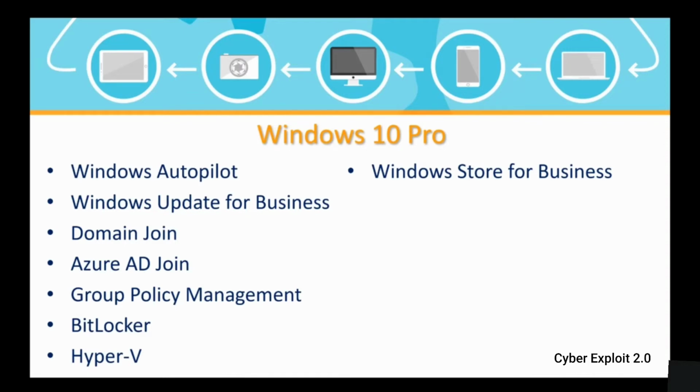You have Azure AD Join. That's the cloud side of things, where you can link Windows 10 to the cloud and take advantage of those services. We have Group Policy Management for controlling restrictions and settings on people's machines. We also have BitLocker, which will encrypt our hard drives, our partitions. We have Hyper-V, which is a hypervisor. This is Microsoft's virtualization product. This allows us to deploy VMs and install VMs on our machine.